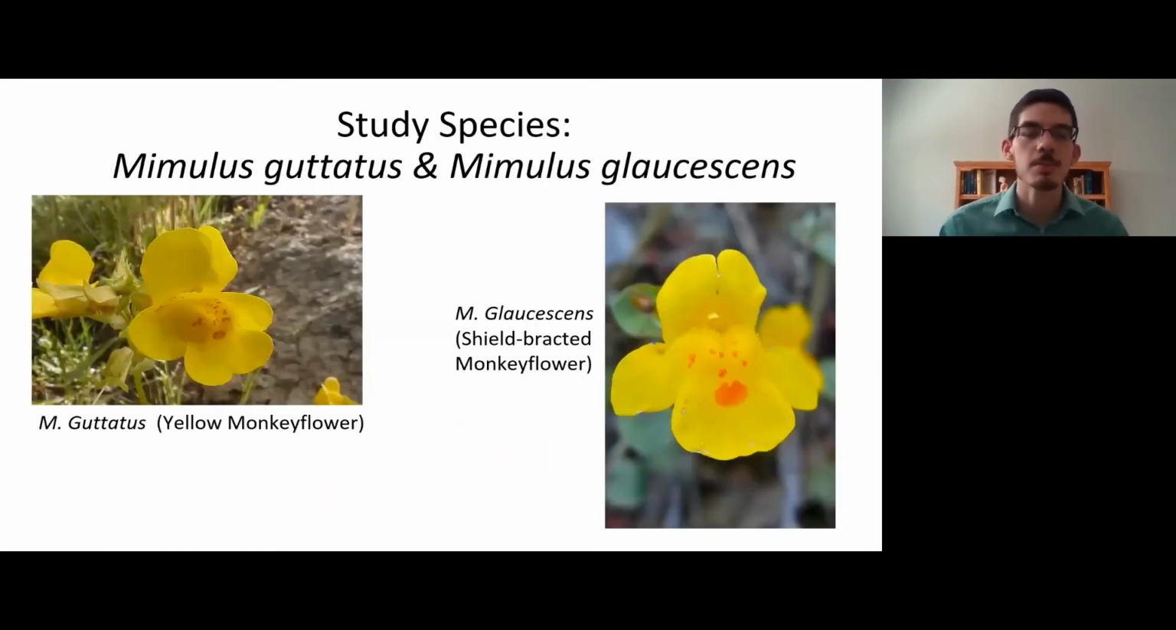So that brings me to my project. I am interested in the currently unclear species boundaries separating the yellow monkeyflower Mimulus guttatus from the shield-bracted monkeyflower Mimulus glaucescens. Mimulus guttatus is found across Western North America. It's widespread. Mimulus glaucescens is restricted to Northern California. Now, in this range, in this region of overlap, they actually can grow quite close to each other.